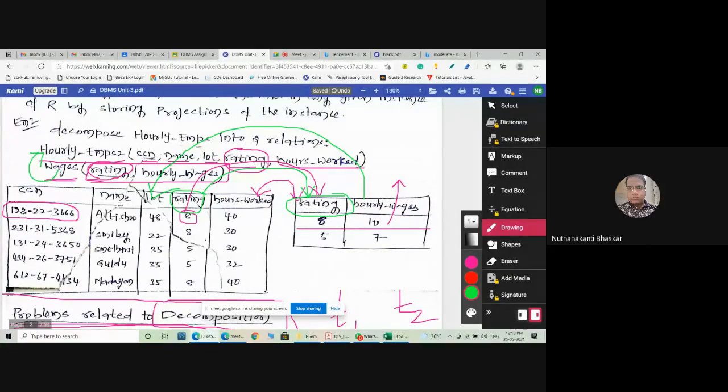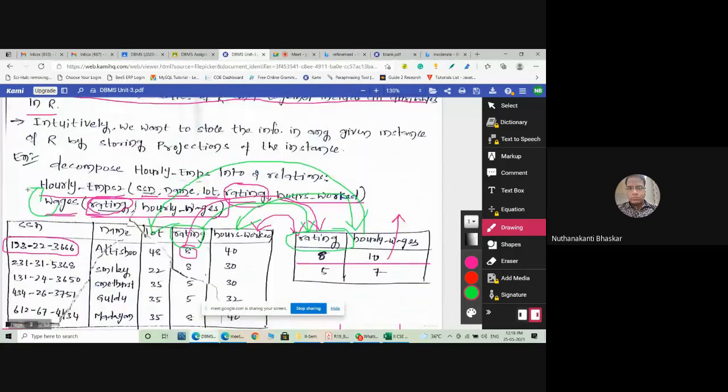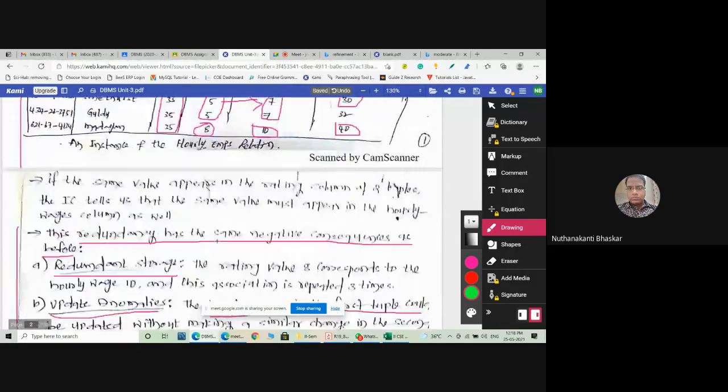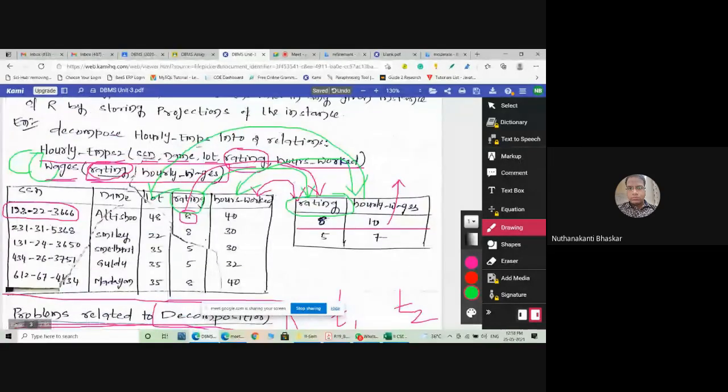The second one is the lossless join. It means when you join these two tables, the hourly employee and wages table, you will get the original table without any loss of data. So that is lossless join. If you want to know the hourly wage of this particular person, then you join it, and automatically you will get the 10. If you go with this 8, again you will get 10. Again, this is 5, then you will get 7. Here if you join these two tables, there is no data loss. Yes or no?